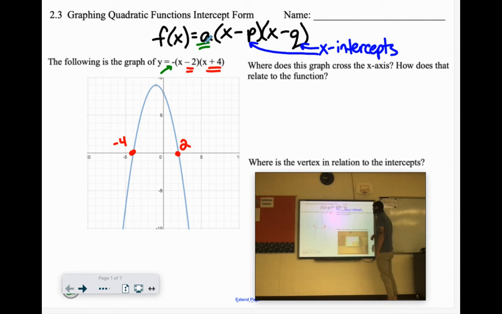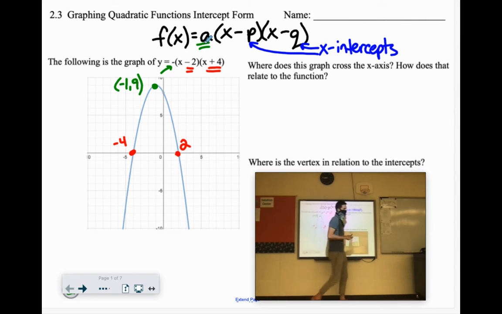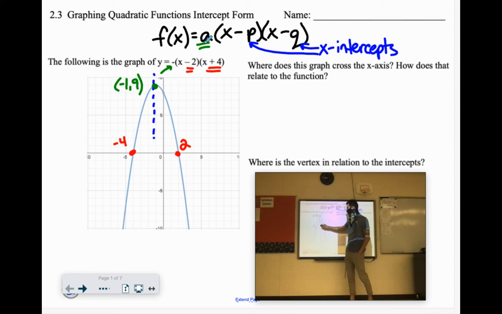What is the vertex in relation to the intercept? So let's see what the vertex is. Negative 1, 9. Here's basically what they're asking for on this. Look at the x-coordinate of that vertex. It is right in the middle of the two x-intercepts. So this line that divides it down the middle, we've talked about it before in standard form. This is called your axis of symmetry.